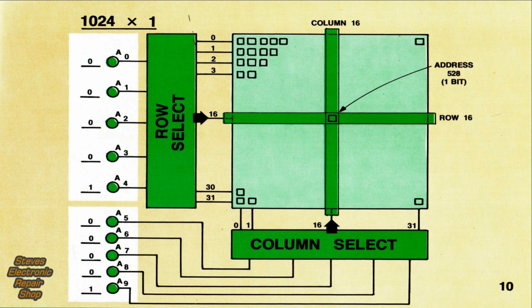Here's how this memory is addressed. Suppose the desired address is location 528. The binary representation for this number is placed on address lines A0 through A9. The lower order addresses A0 through A4 go to the row select decoder and row 16 is enabled. At the same instant, addresses A5 through A9 are fed to the column select decoder. This enables column 16. The memory cell located at the intersection of the row and column lines is therefore enabled. In this case, it's address 528, and the bit of data stored here is placed on the data bus.